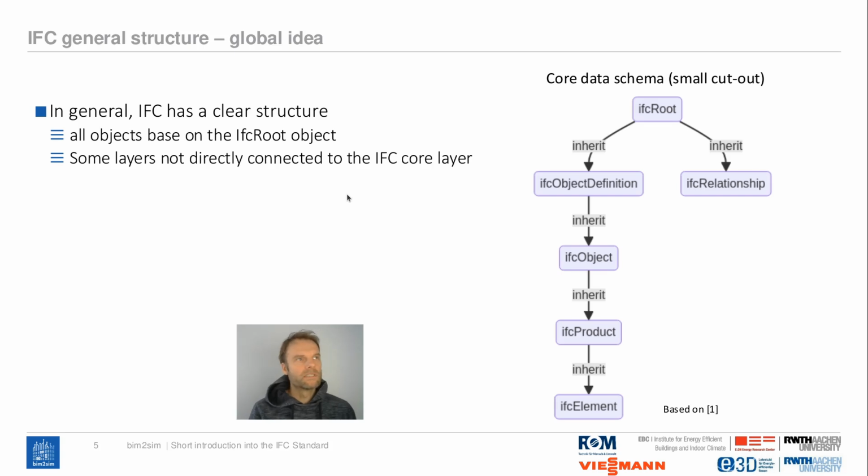Now we have a look into the general structure. In the general structure, you start with the IFC root, and from this root you inherit to another object, and so on and so forth. That means that this IFC element has inherited from product, object definition. But not all IFC layers are connected directly to the core layer. I will show you that later.